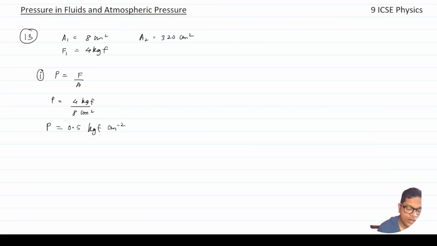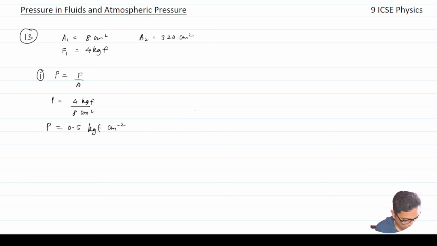Now, if you want to write it in SI unit, the value of g must be provided, which is not given in this question. So if they have given g as 10, then you could have written this as 40 Newton, because 4 into 10, and this will be 8 into 10 to the power minus 4. So 8 ones are 8, fives are 40, and this will be 5 into 10 to the power 4 Pascal. Okay, so that will be the conversion, provided the value of g is given to you.